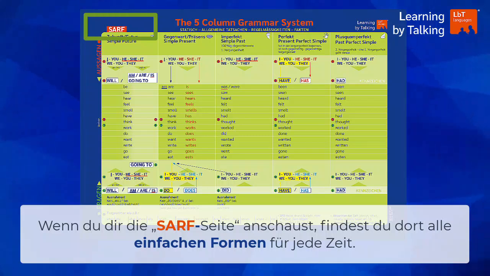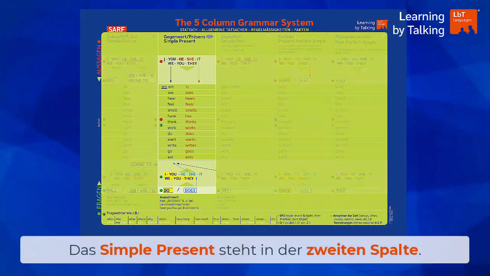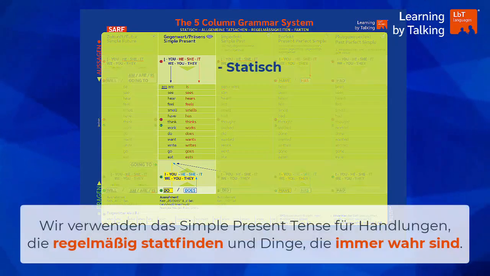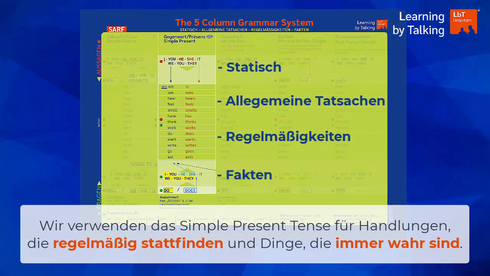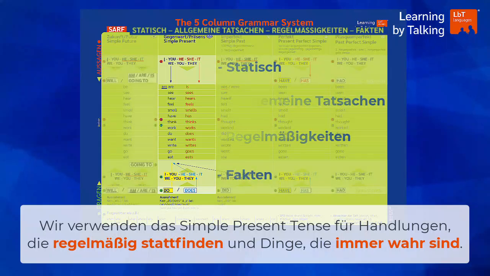Looking at our SARF side, this has all of the simple forms for each tense. The simple present is in the 2nd column. We use the simple present for actions that happen regularly, like habits, routines, and things that are always true.